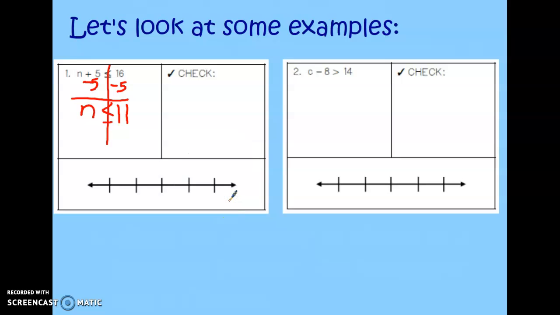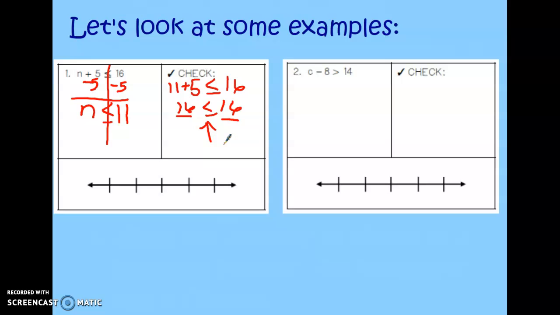Okay, take a check by substituting back in. So I got 11 plus 5 is less than or equal to 16. That gives me 16. Now what we're looking for is for our numbers to be the same over here when we check. If this is a true statement, like what we were doing in our last lesson, then that tells us that we're going to have a closed point when we graph it.